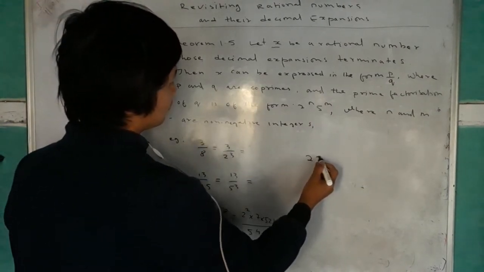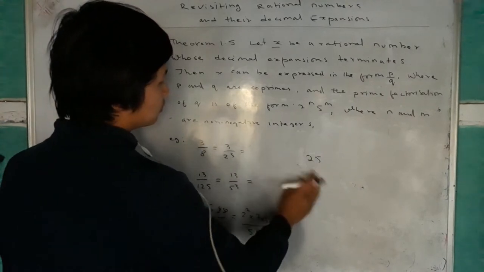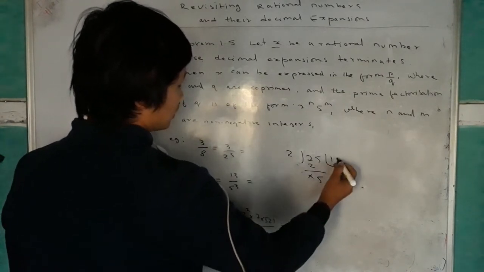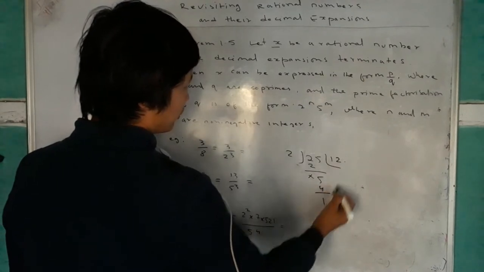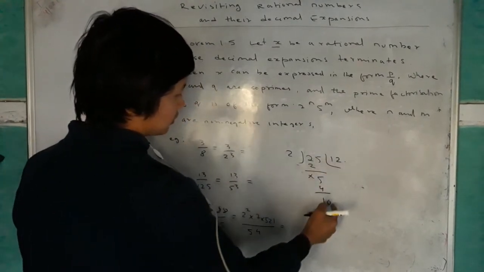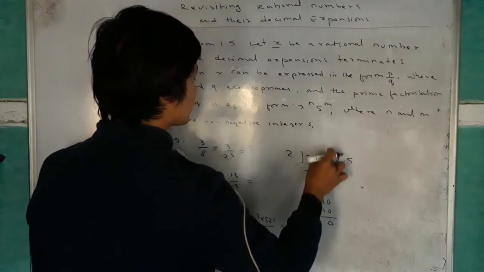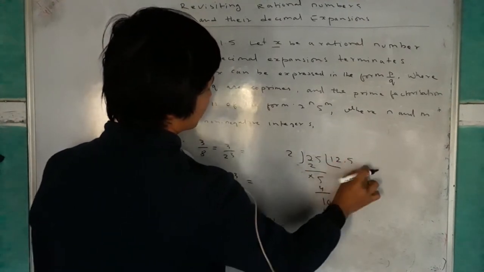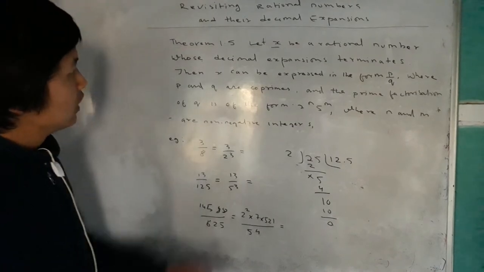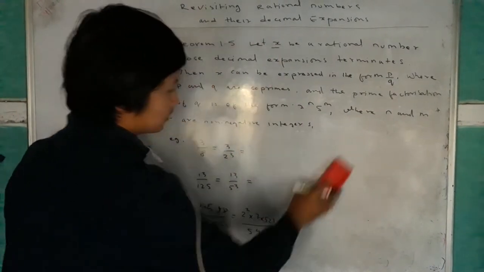If we take an example of 25 divided by 2, it is a rational number. If we divide by 2, what will be the answer? 2 into 1, 2, 5 will come out. 2 into 2, 4, 1 point will be 10. Here I have written the decimal, and I can put 0, so 2 5 10, and the remainder is 0. In this type of decimal expansion, after the point there is a number 5 and it terminates. It ends. This type of expansion is known as a terminating decimal expansion. Up to here it is clear.